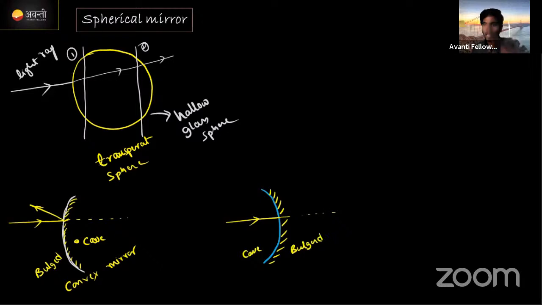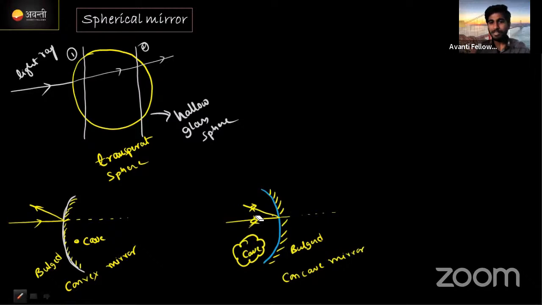Correct now, the cave portion gives the reflection, right? Light which is incident here will be reflected back like this. Now the reflection is given by the cave portion. That's why I call this mirror a concave mirror.